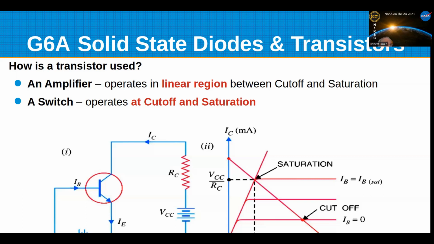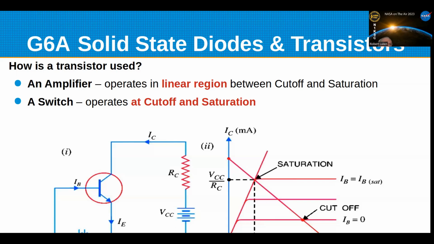And normally you pick about the midpoint. So you would bias the current on the base to a point where it conducts enough current to be about the middle of this load line. If you're operating as a switch, you're going to supply either enough current to saturate it or not enough current so it's in cutoff. So it's either on fully or it's off fully.